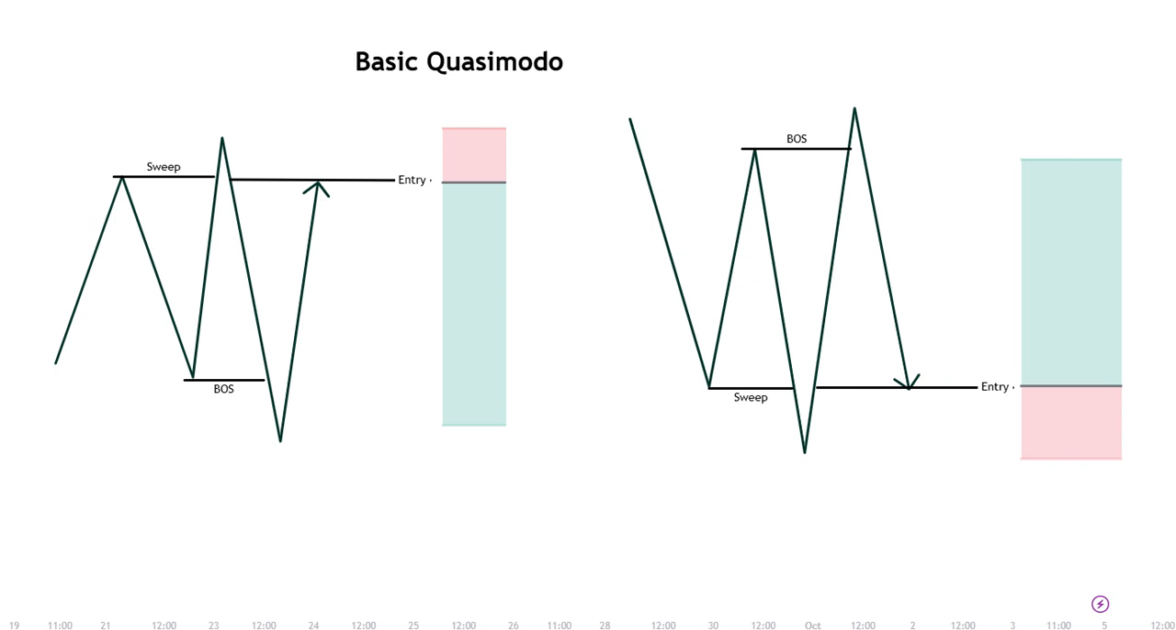Now let's really break down the version of Quasimodo I personally trade. Most people just see a shoulder, a head, another shoulder, and they scream, that's Quasimodo. No. That's baby level. If you trade it like that, you'll blow your account faster than you can say margin call. Here's my refined process, and I want you to pay attention.